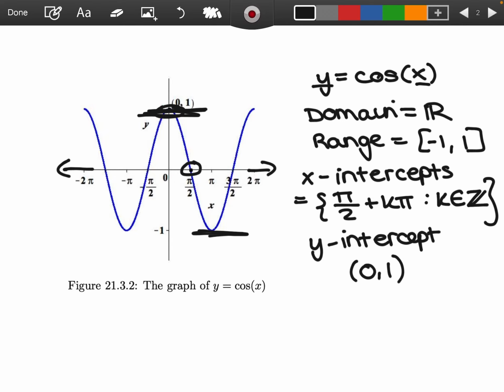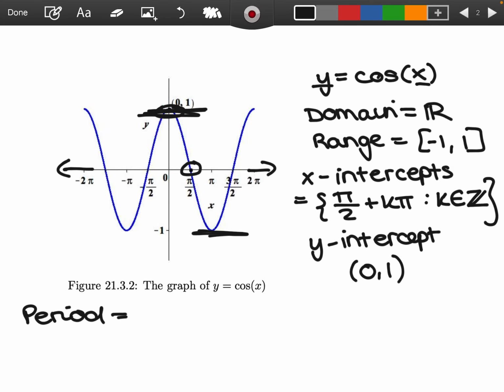My y-intercept is at 0, 1. Okay, so I intercept the y-axis where y is equal to 1, and of course x is equal to 0 there because I am on the y-axis.